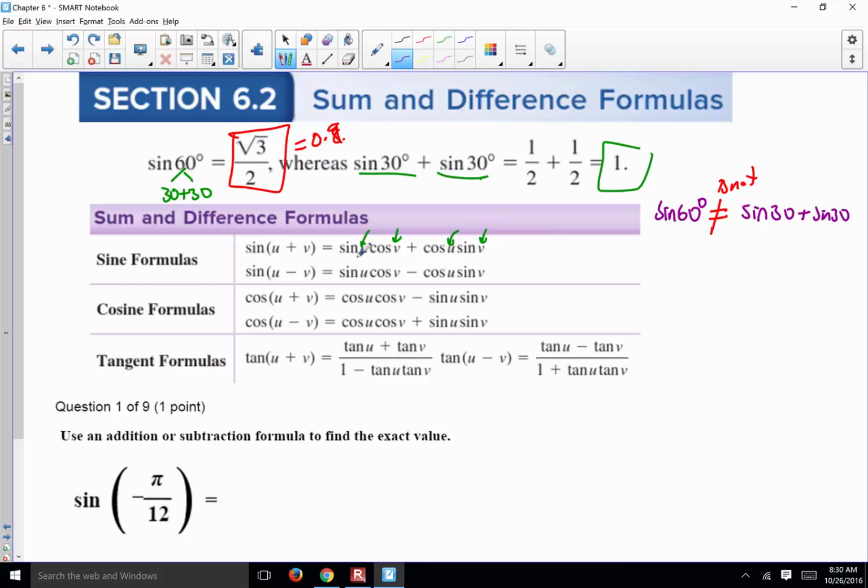Again, sine of u, the first angle you see here, times cosine of the second angle, and then you flip them: cosine of the first angle and sine of the second, and whatever sign is in the middle, you keep it. It's addition, so you keep addition. For subtraction, the only difference is this minus comes to the middle. Same formula, sine u cosine v, cosine u sine v with a minus.